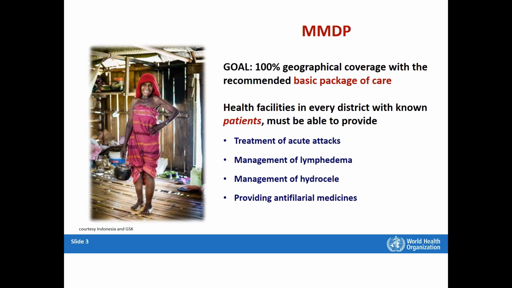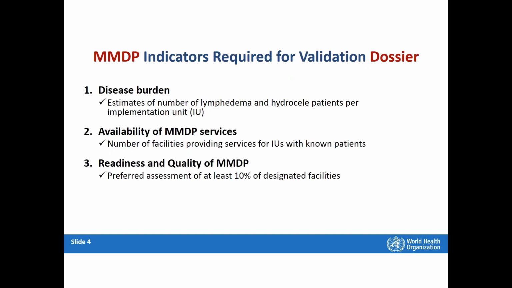The target of that second aim is to have 100% geographical coverage with the recommended basic package of care. So this is the recommended basic package of care by WHO. And it means that health facilities in every district with known patients must be able to provide treatment for acute attacks, management of lymphedema, management of hydrocele, and providing antifilarial medicines to persons who are infected. Next slide.